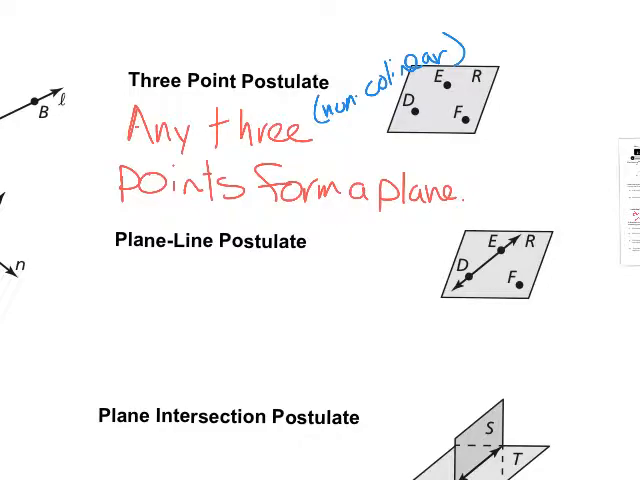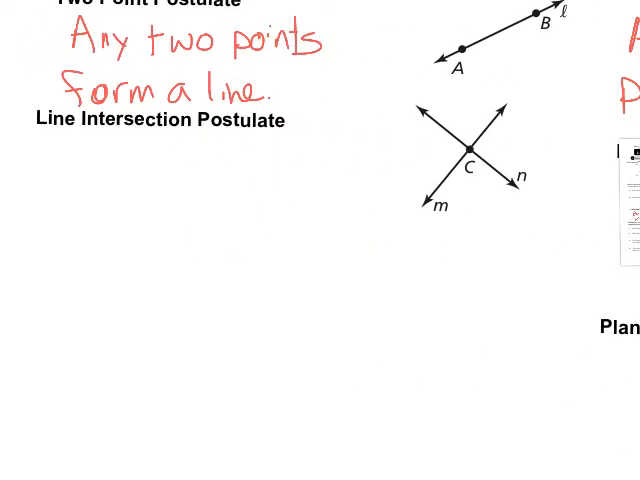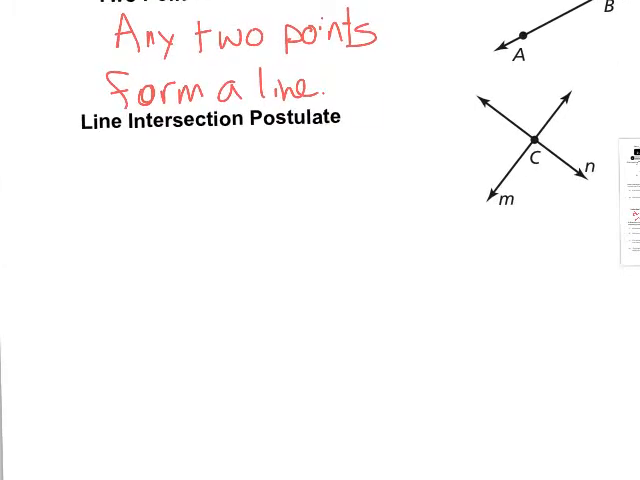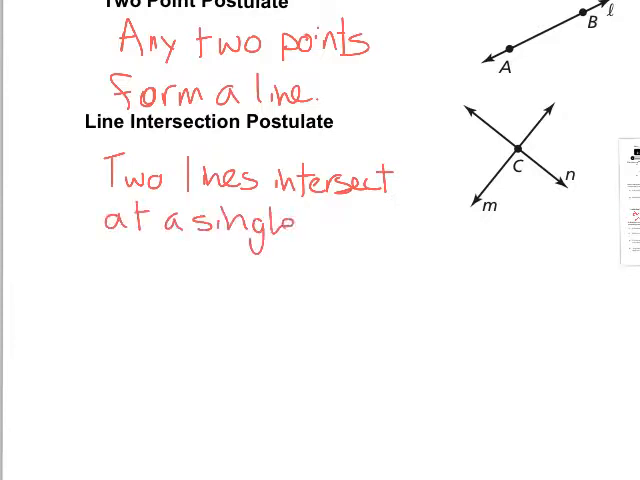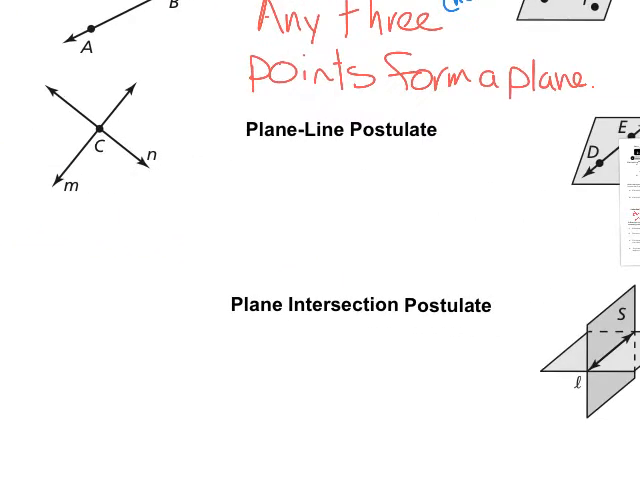Okay? Alright, then we have some intersection stuff. So a line intersection postulate. What is the only way that two lines can intersect? Where would they intersect? One single point, right? So two lines intersect at a single point.